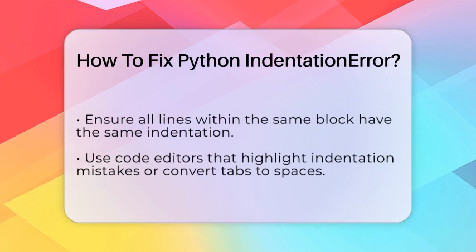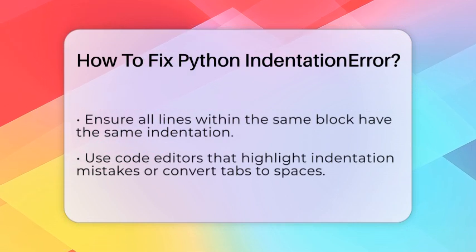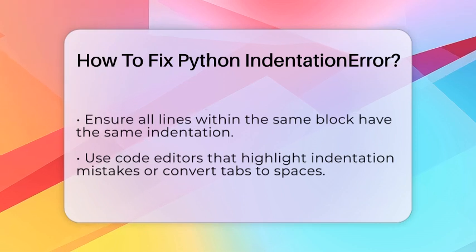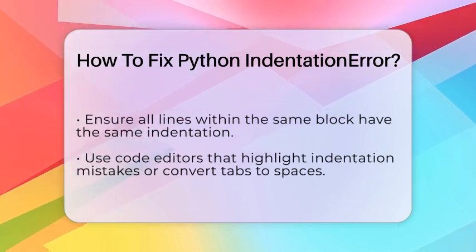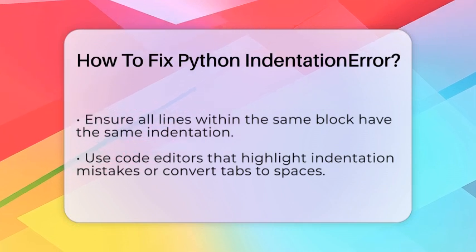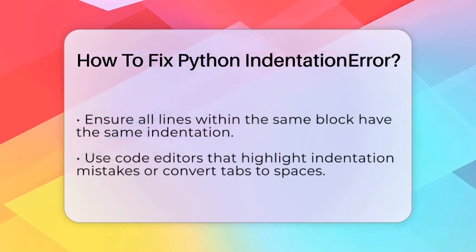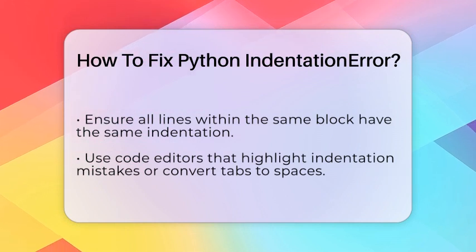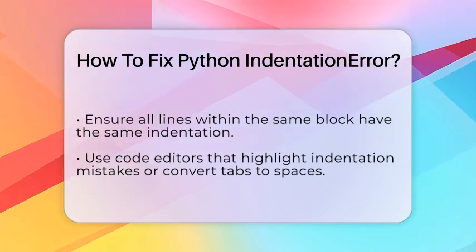They highlight indentation mistakes or convert tabs to spaces automatically. Here's an example. If you write a for loop like this, for i in range(5): print, Python will give an error because the print statement is not indented. To fix it, add four spaces before print. for i in range(5): print. Now Python knows that print is part of the for loop.